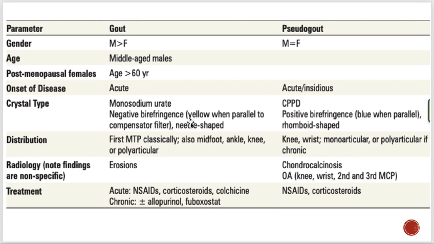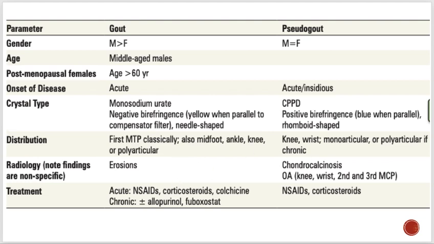So, what is this birefringence property? Basically, they see these crystals under polarized light, and how they refract the light, we call it negative birefringence or positive birefringence, right? So, simply, negative birefringence is yellow when parallel to the filter. They use a red filter when they see these crystals, and they appear blue. So they are positive birefringence and negative birefringence. Anyhow, I will show you how they look, and these are differences which they show on radiology as well as in the treatment.